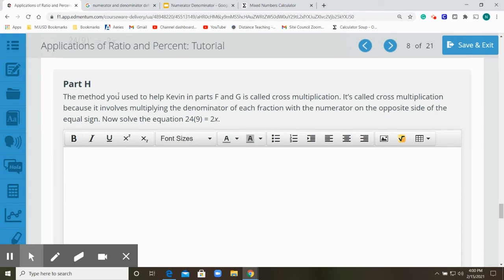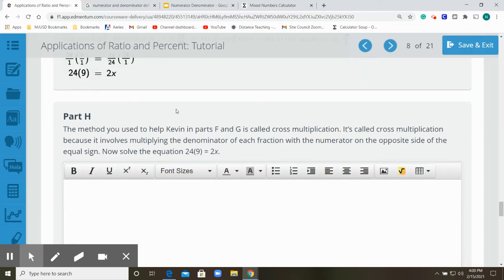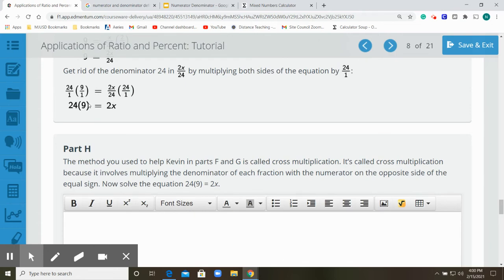Okay, in part H, the method you use to help Kevin in parts F and G is called cross multiplication. It's called cross multiplication because it involves multiplying the denominator of each fraction with the numerator on the opposite side of the equal sign. So the 24 goes up over here. The 1 over here goes over here. 1 times 2x, like that.